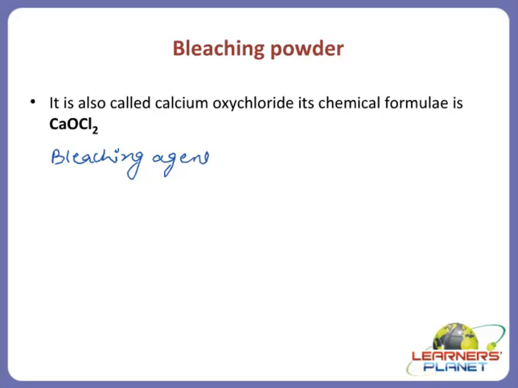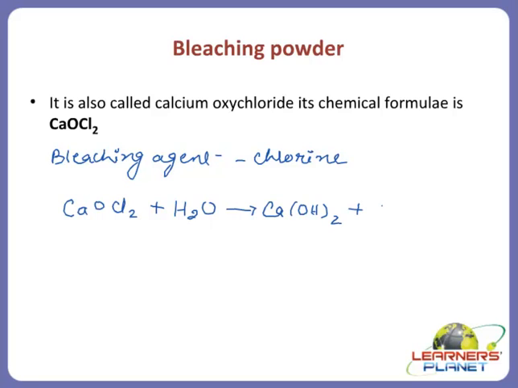Bleaching agent is chlorine here, right? Whenever it comes in contact with water, CaOCl2, calcium oxychloride, will react with water, giving you calcium hydroxide, Ca(OH)2, and chlorine will be released. Now this chlorine, students, is a bleaching agent here.